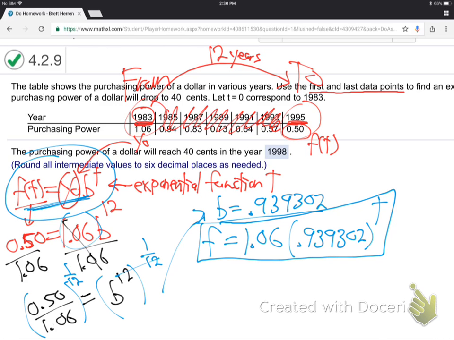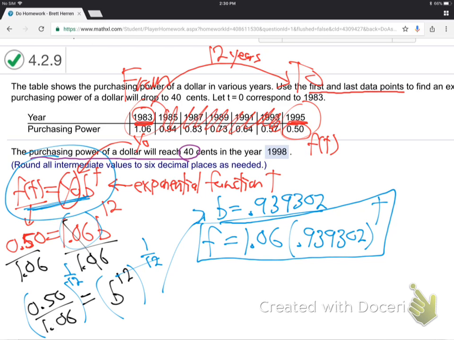Okay, so what? Now what is that? That is not what they want. They want even more this time. Now they're saying, okay, you got your formula, great. Tell us, when will the purchasing power of the dollar be 40 cents? See how it's going down? See how the purchasing power was $1.06, 84, 83, 73, 64, 57, 50. How long until it gets down to 40 cents? Sometime later, right? It's going down, down, down.